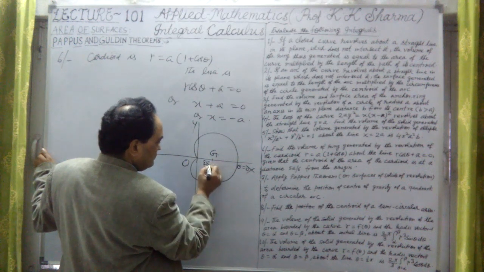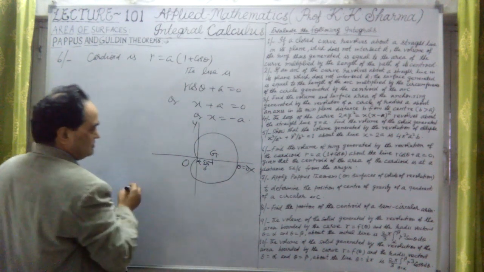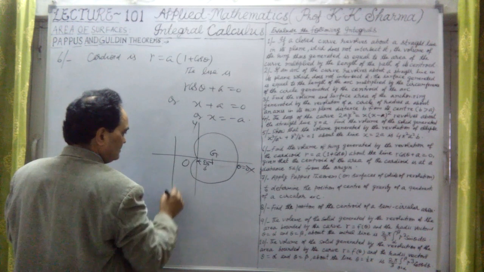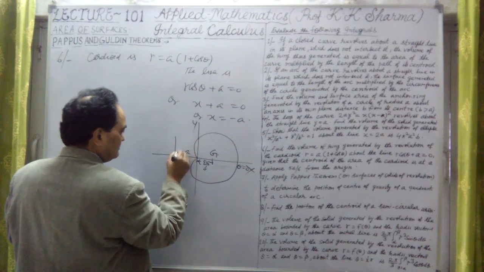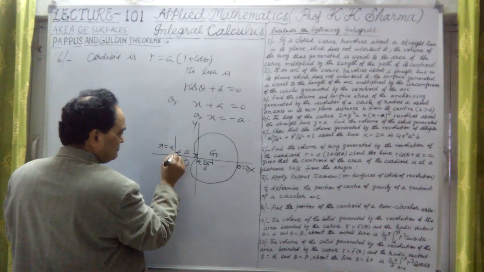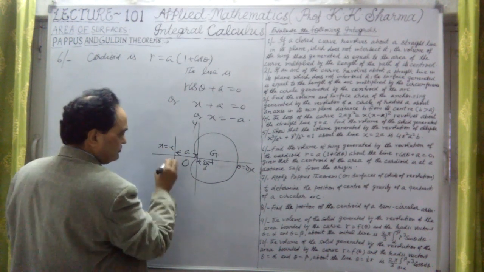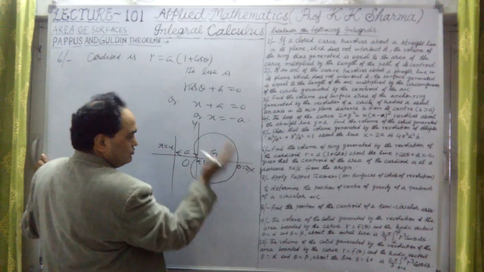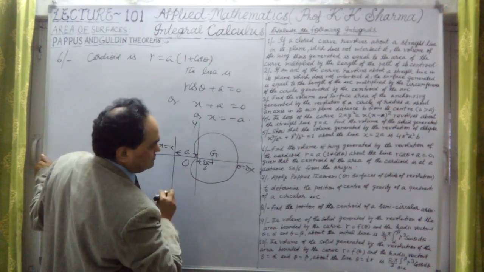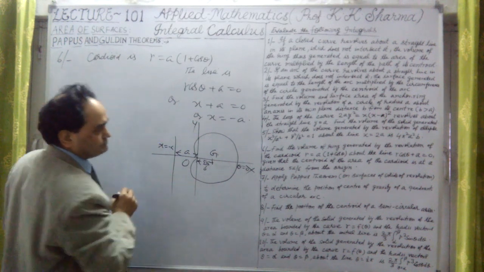The distance is 5a upon 6 from the center. Now it says that x equals minus a. If I take x equal to minus a, this is the minus a here, and this is a. This is x equal to minus a at this point. So this is a line about which we have to revolve this cardioid.